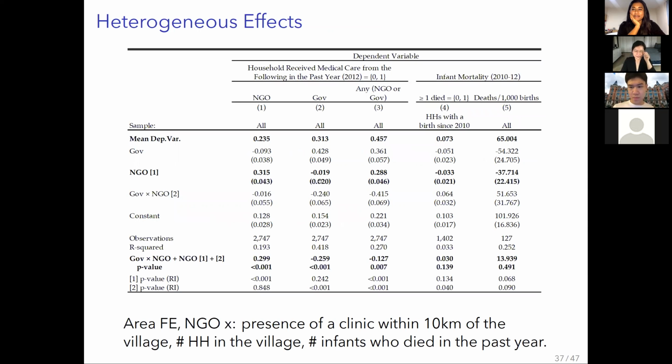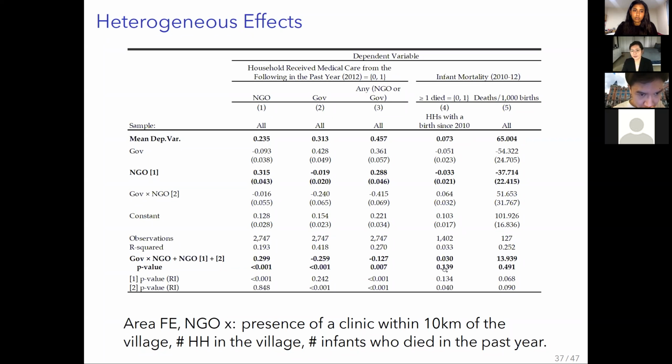Okay, but let's look at infant mortality. And what do we find here? What this coefficient shows us is that in villages without a government health worker, NGO entry reduces infant mortality. In villages with a government health worker, when the NGO enters, infant mortality actually goes up. And it goes up regardless of whether we look at whether a household experienced an infant death, this is the dummy variable, or deaths per 1,000.